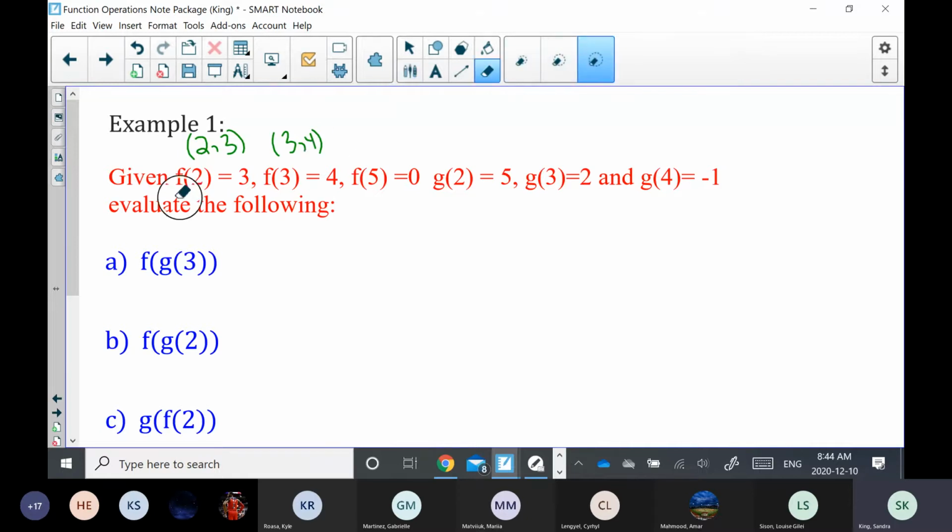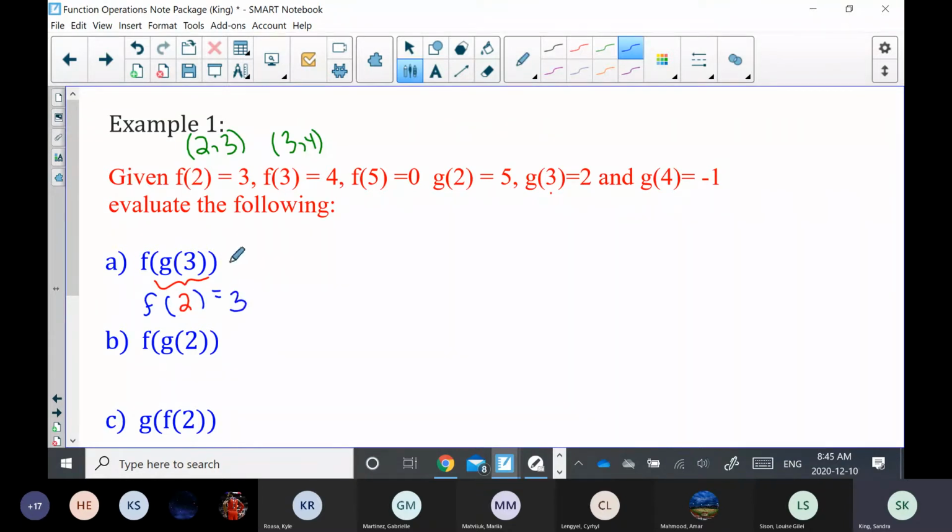So what they could then do is say, okay, based on this information here, please evaluate the following. Remember, we always start with the inner function, g of 3. So I need to find what the g of 3 is. If I scroll through here, right here, the g of 3 is 2. When x is 3 on the g graph, the y value is 2. Then remember, you always plug that inner function into the outer function. Now I'm looking for what the f of 2 is. The f of 2 is right here. That answer is 3. Therefore, this entire answer is 3.